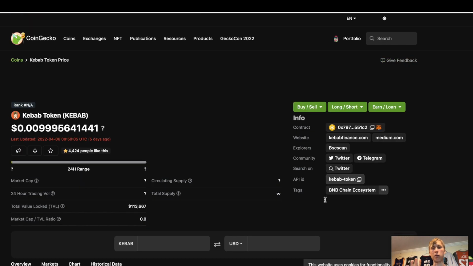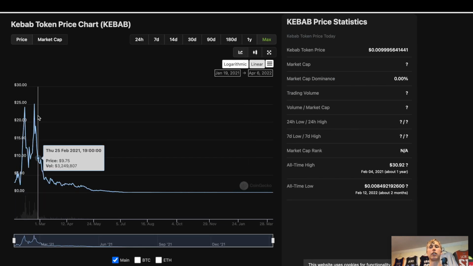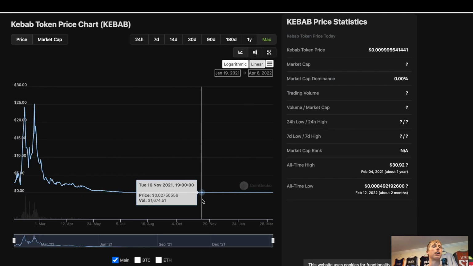I'll leave you with one more chart so you guys can see what a non-Apex asset looks like. It looks like this. Pump, dump, and it never comes back. Especially if they have low volume.